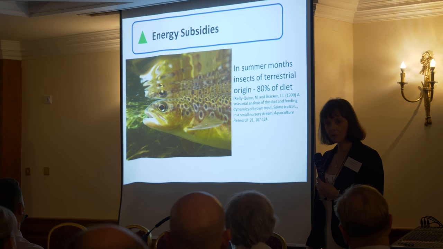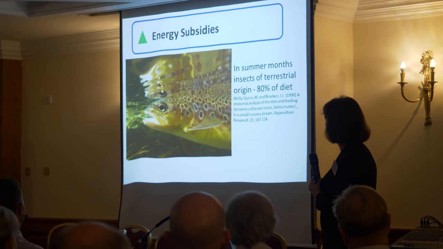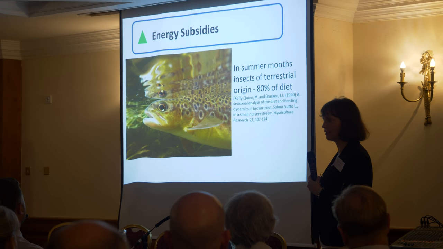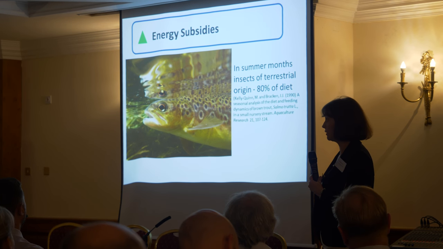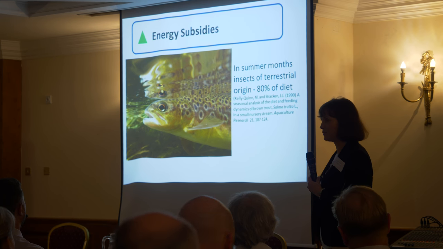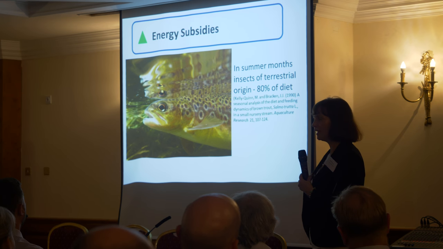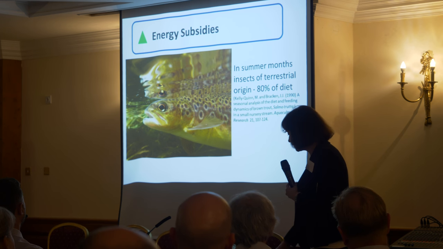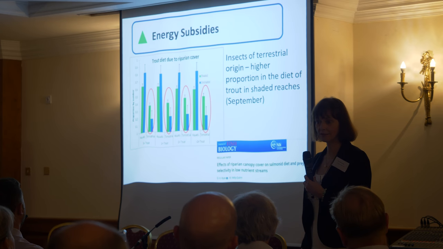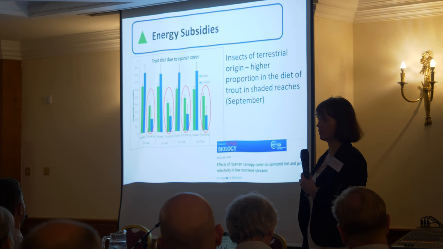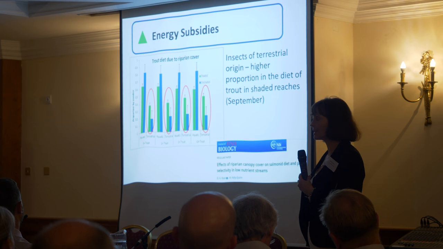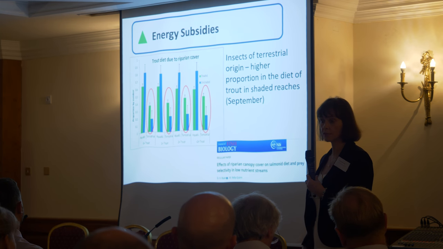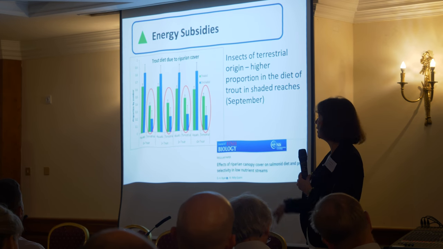Another important energy subsidy which is received from woody riparian zones is insects. And these insects can make up a considerable proportion of the diet of fish, in particular trout. And again, going back a few decades to a piece of work that I did in my youth, it demonstrated that during the summer months, as much as 80% of the diet of trout can be made up of insects derived from marginal vegetation. So everything from greenfly to wasps. And again, going back to the work that Dermot Ryan did in the Slaney catchment, he demonstrated that even in September, a substantial proportion of the diet of trout was of terrestrial origin, about 40%, and that was important for all age groups of fish.